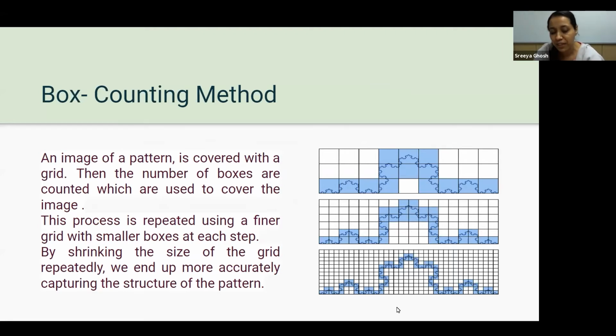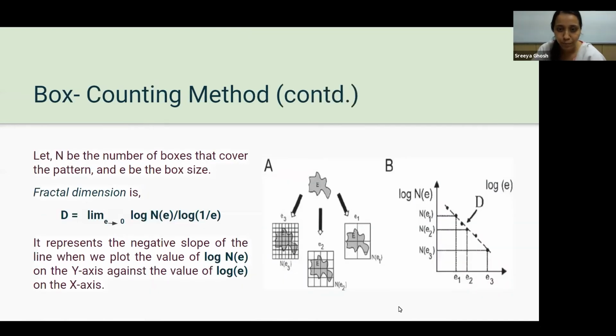What happens is we take any pattern and we cover the pattern with grids of boxes in the first step. And then we go on to the next step. We reduce the size of the box to half, and then we again cover it. And we go on doing this process till we feel that we can cover all the finer aspects of the patterns very minutely with the boxes. We have already seen what is fractional dimension.